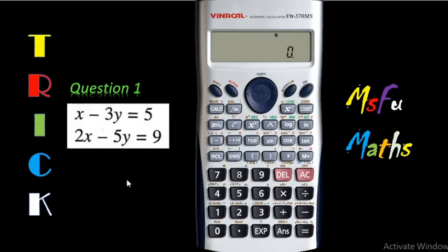For example, if you have this question in section C, you have to show all the steps. So you can't just use your calculator to give your answer. You'll get 0 for that.